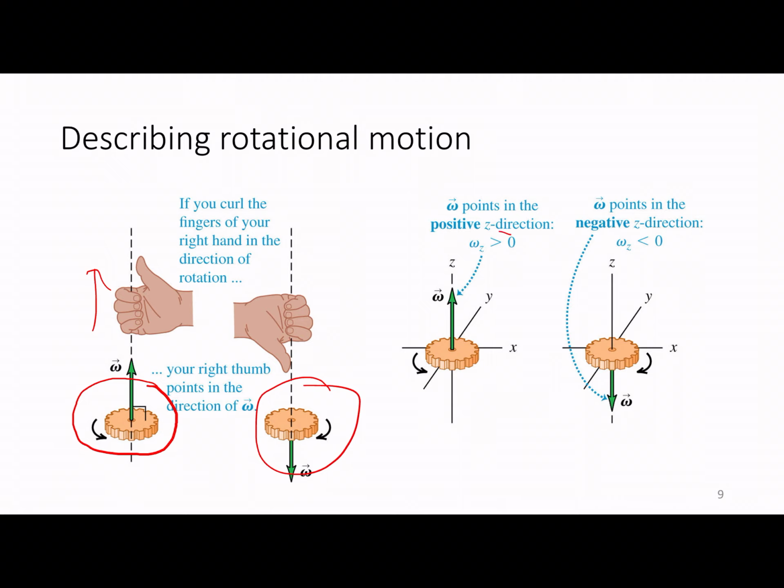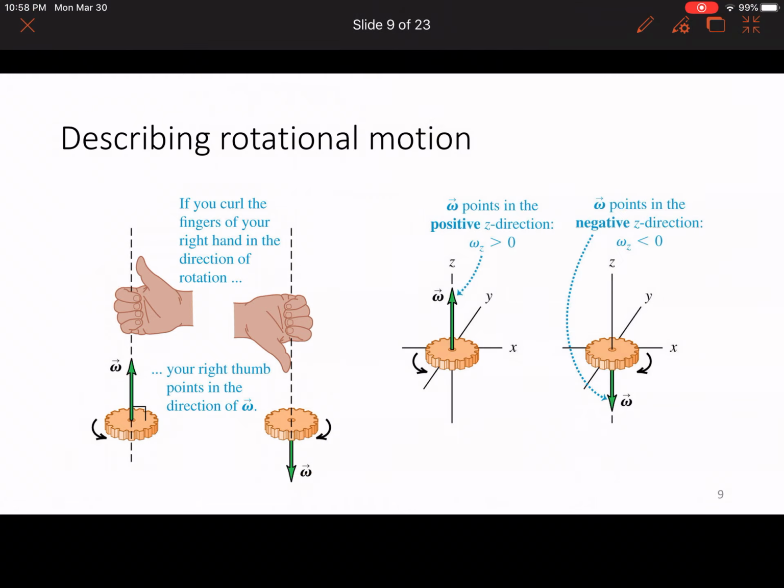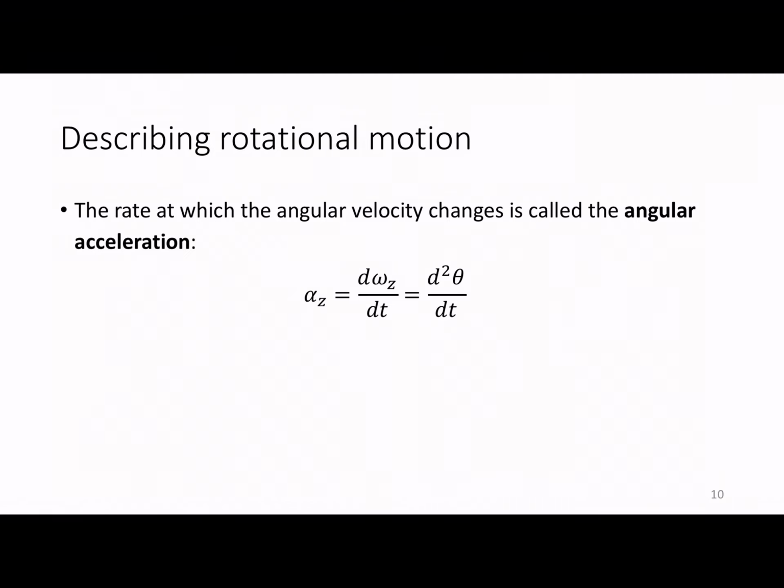Now when I wrote omega z is greater than 0, what that means is that the z component of omega, which is like the amount of z along the z-axis here, so omega along the z-axis here, is positive. So notice here, when I had counterclockwise rotation, my omega is pointing up. So that says the z component of omega is positive. Similarly, for clockwise rotation, omega is pointing down. That says the z component of omega is negative.